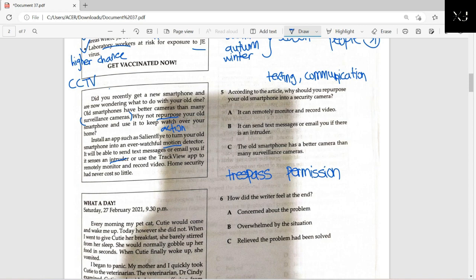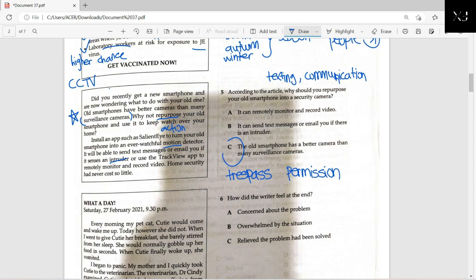Okay, the answer is actually C. Why do we say C? Because they give you an answer here already. Old smartphones have better cameras than many surveillance cameras. So that's why we say that we should repurpose your old smartphone. That's why they say, why not? Why not do this? Why not repurpose your old smartphone? So the answer is C.